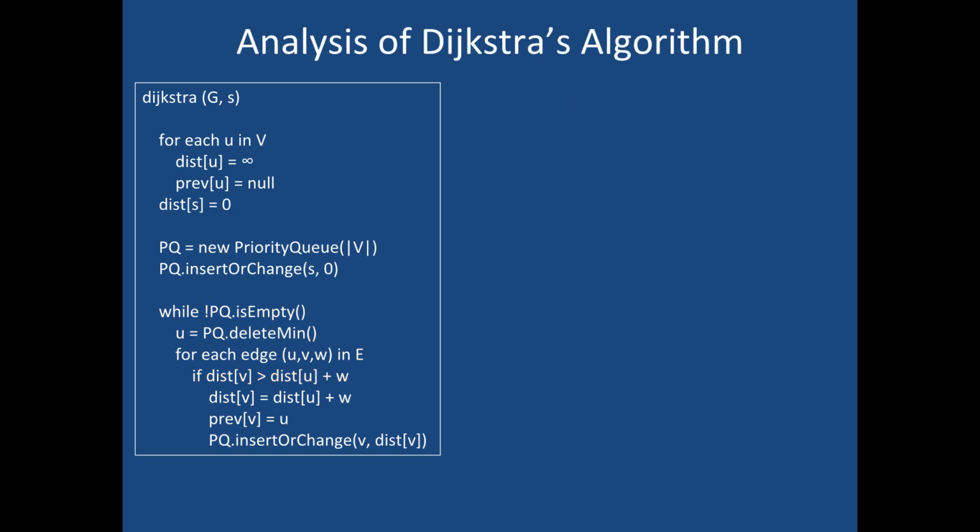All right, so let's analyze Dijkstra's algorithm and see how efficient this is. We've got the initialization block up there. What's the complexity of that? The for each down to distance s equals 0. Yeah, that's O of V. It depends on the number of vertices only.